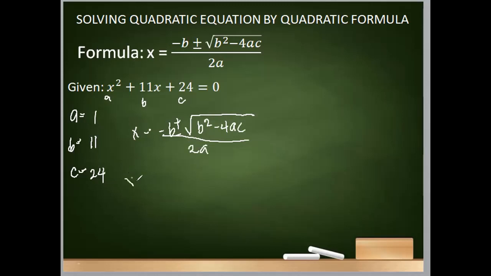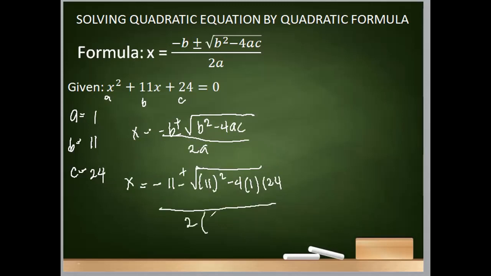Okay, so x is equal to what? Negative. What is the value of b? That is 11. Positive and negative square root of b squared. What is b again? That is 11. Substitute the values. Minus 4 times a, that is 1, and c is positive 24, all over 2 times a. What is the value of a again? That is positive 1.